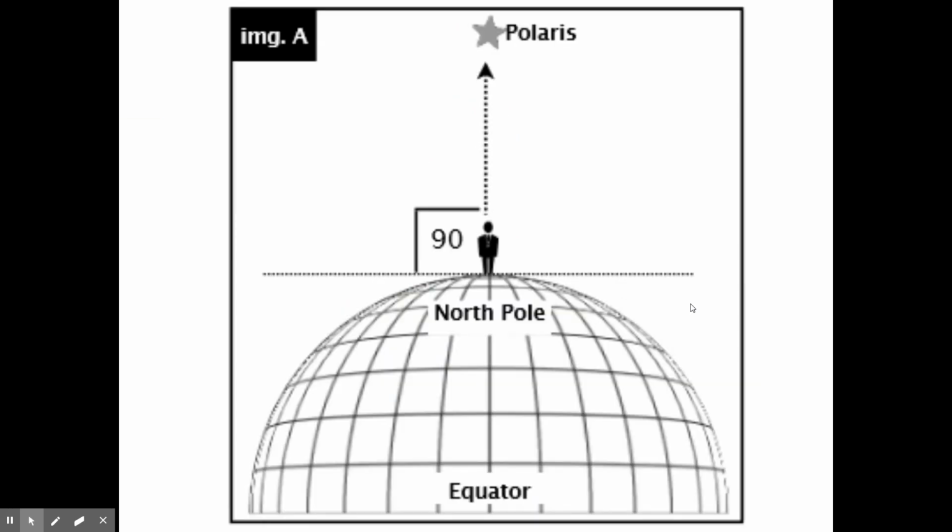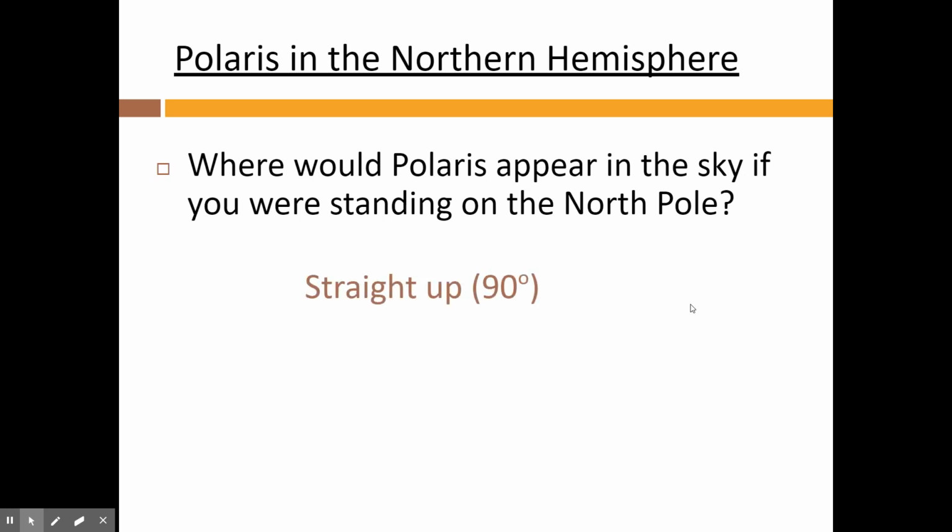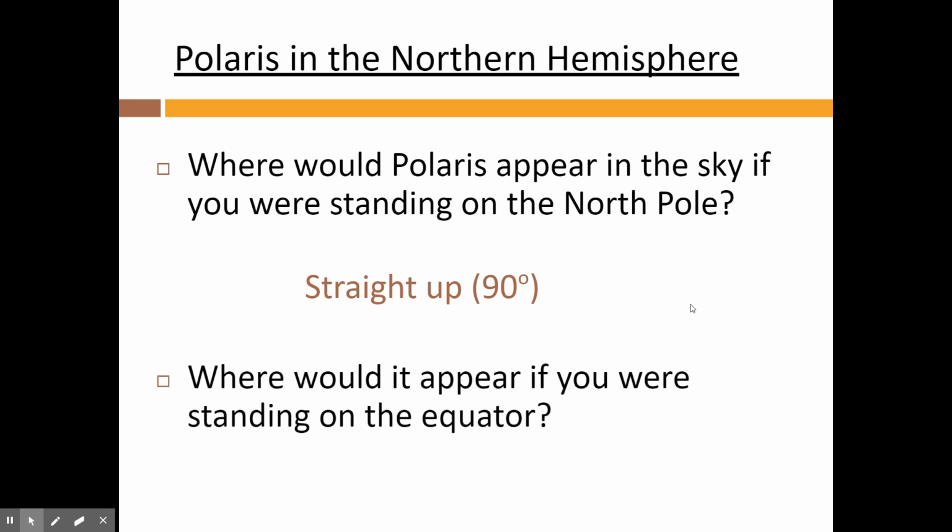Okay? Now, things that are important. Well, I already answered this question. Where would Polaris appear in the sky if you were standing on the North Pole? The answer is straight up, or 90 degrees, or at your zenith. Where would Polaris appear if you were at the equator? It would appear on the horizon, or at 0 degrees above the horizon. Okay, both of those answers are good. So let's look at some other sample questions.